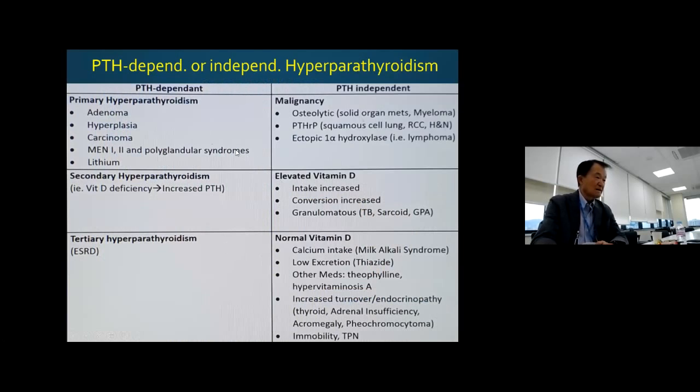So again, we have to think about adenoma first and primary hyperparathyroidism. That's why surgeons want to remove it. That's almost a cure. Okay, but other conditions can also produce it.